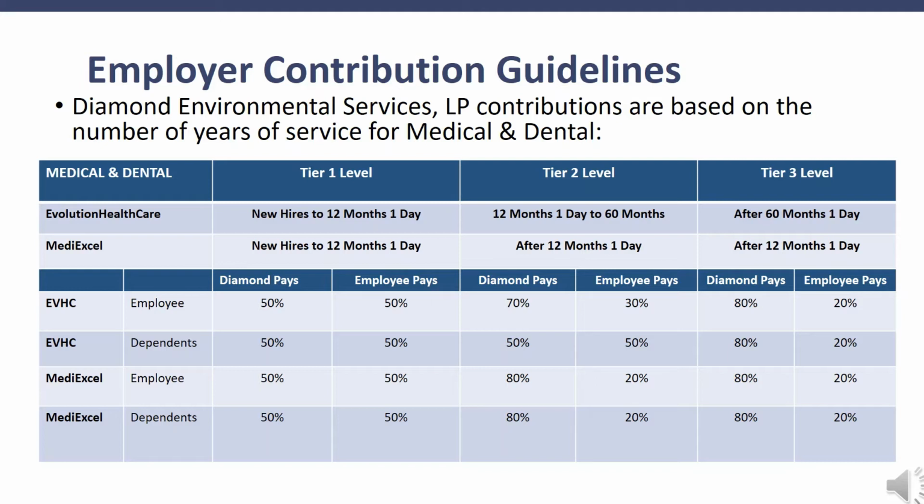Tier 3 level. With medical and dental through Evolution, if you've been there more than 60 months, 1 day, which is about 5 years of service, Diamond pays 80% of your coverages and you pay 20%. In the EASE portal, you'll be able to see your cost based on the tier level you fall under.